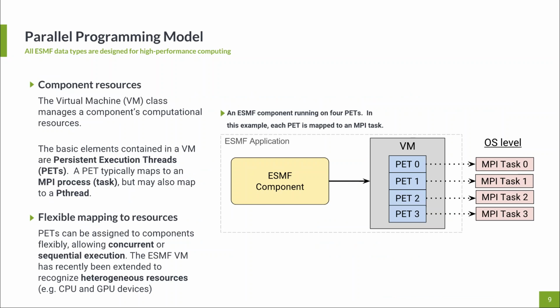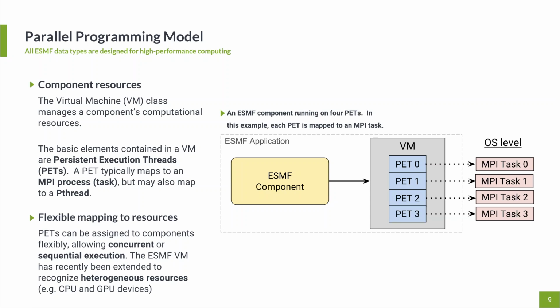The parallel programming model in ESMF is based on a construct we call the VM. This is an abstraction of the hardware layer. So instead of talking about MPI tasks or pthreads or any kind of specific implementation, we talk about PETs in ESMF, which stands for persistent execution thread. These PETs are mapped to the lower level library. Often PETs are mapped to MPI tasks, but we do maintain this abstraction level to give more flexibility to the application.